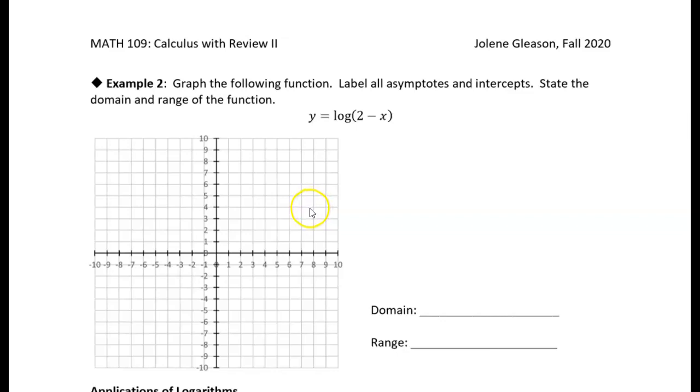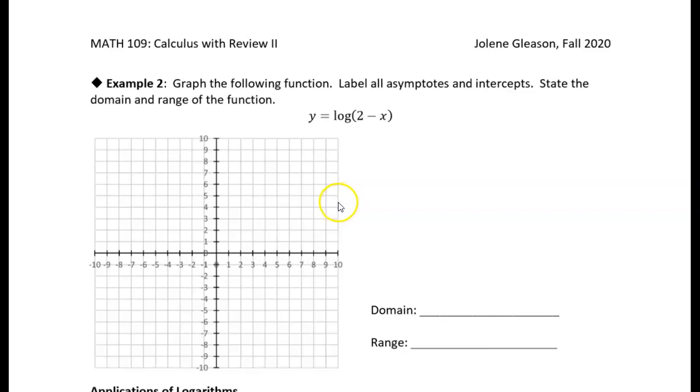All right, so in example 2, we're just asked to graph this function. It's a log function, but we have a little bit different input, and label the asymptotes and intercepts, and state the domain and range of the function. All right, so you probably remember from 108, you probably did some transformations on functions.